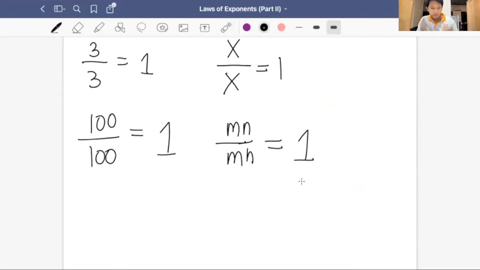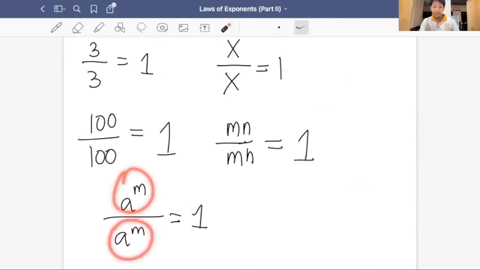Sabi ni quotient rule, if we have a to the m over a to the m, we know that this is equal to 1 because a number divided by itself is just equal to 1, except for 0, because there's an exception for that. 0 over 0 is not equal to 1. It's indeterminate. It's beyond our study for this particular course. So in this case, a to the m over a to the m is equal to 1, right?